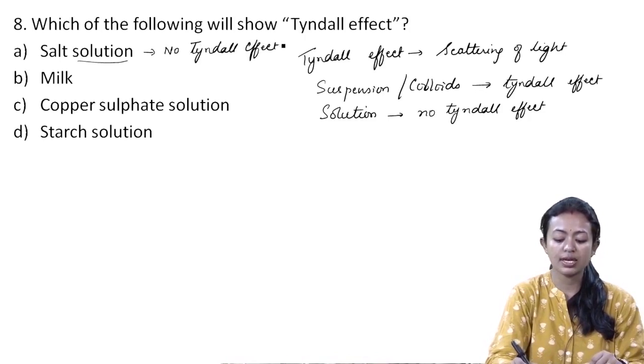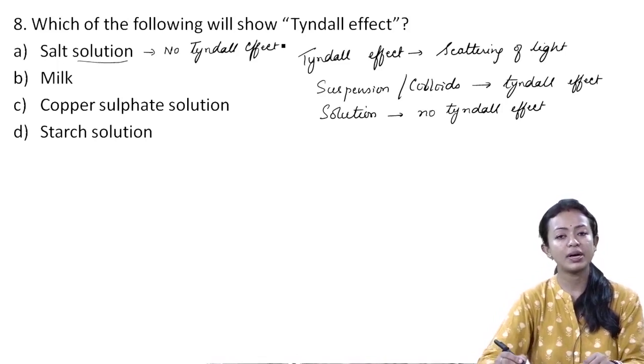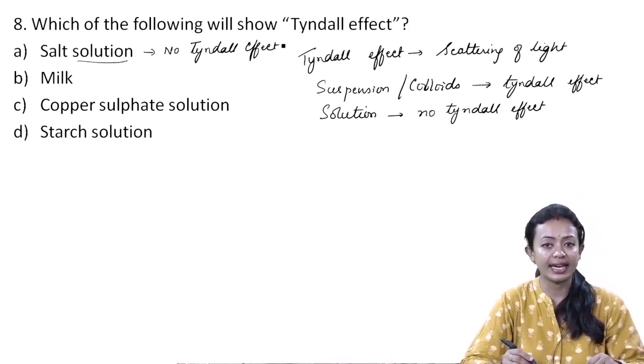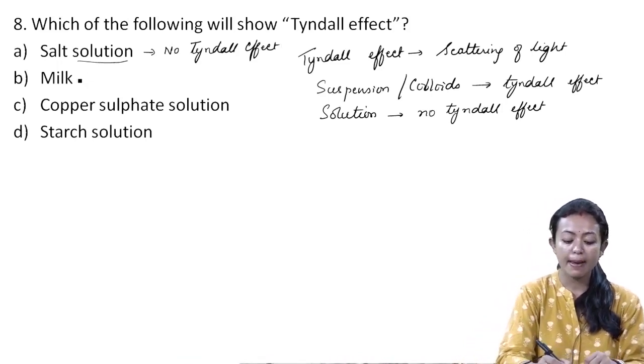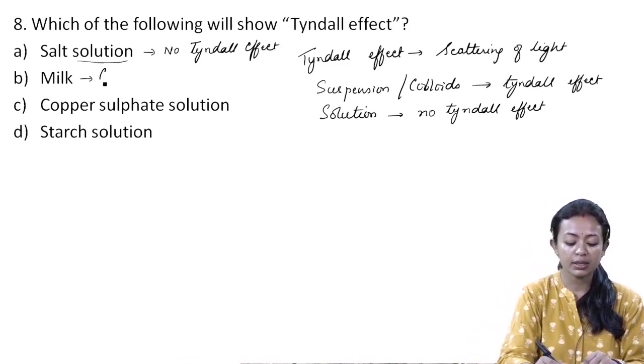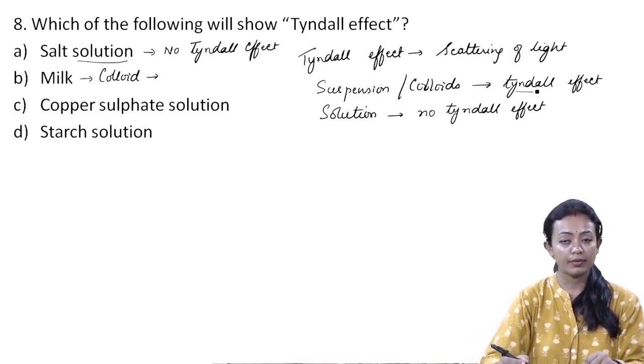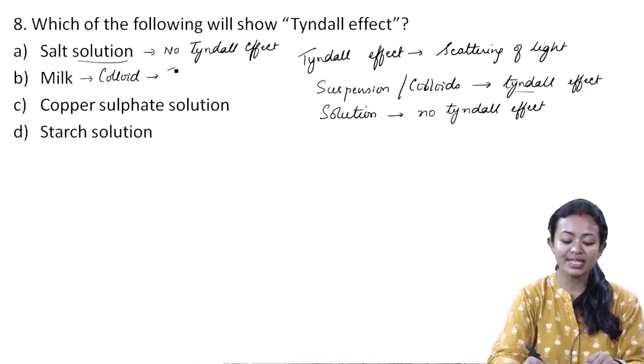Alright, because it is a solution, the size of the particles is very minute and they will not be able to scatter the light at all. Next, milk. What is milk? Milk is a colloid. And because it is a colloid, we already know that it shows the Tyndall effect. So, milk will scatter light and shows the Tyndall effect.